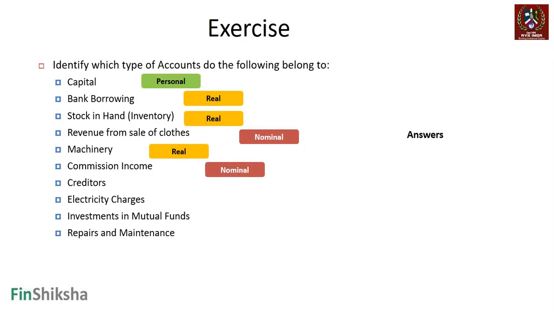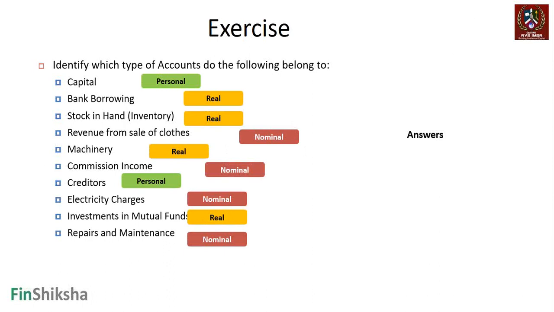Creditors are personal individuals, entities, so they will be a personal account. Electricity charges are going to be nominal accounts because these are expenses, correct? Investments in mutual funds are going to be real, it's like an asset, right? So real account. Repairs and maintenance are expenses essentially, so those will be nominal accounts, right? So that's basically how you go about classifying all these individual headers into accounts.